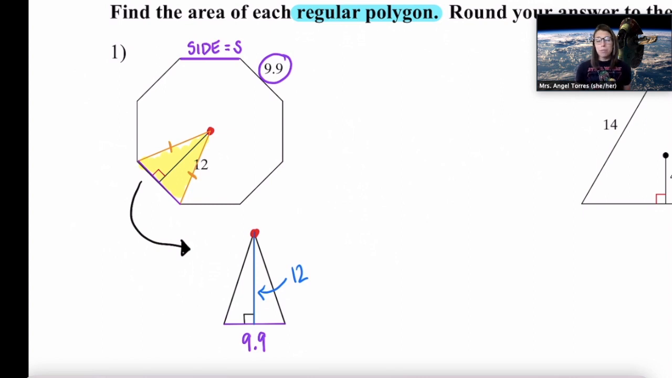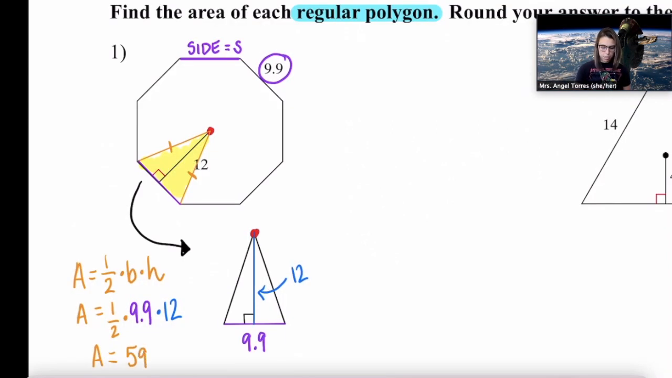It's okay if you forgot, it's really common. The formula for area of a triangle is 1/2 times your base times your height. So how would we find the area of this triangle? We would do 1/2 times the base, 9.9, times the height, 12. Take all that information and pop it into a calculator, and you end up with 59.4.